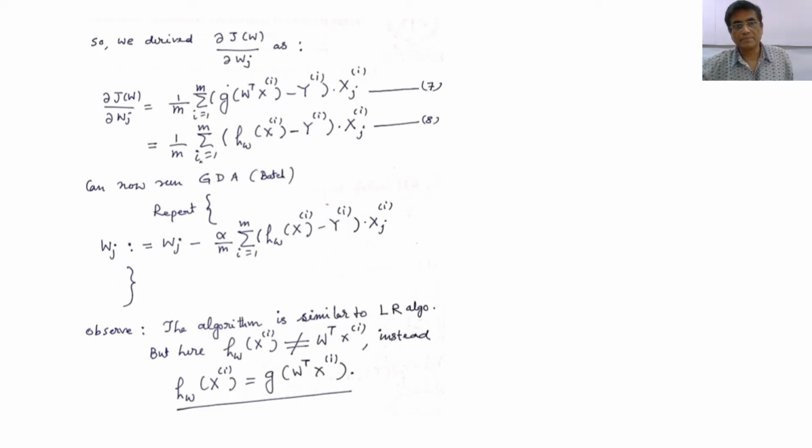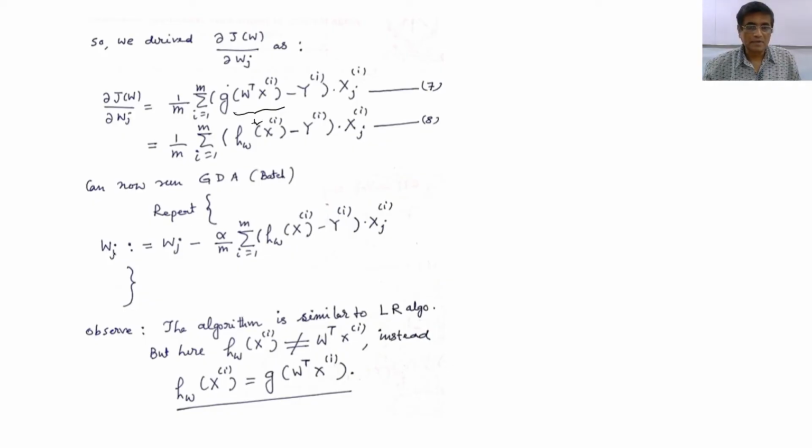Okay, 1 by m, i equals 1 to m. This minus this. So what is this? This is my predictor. So in terms of predictor, you can write this. So now you are ready to run the gradient descent algorithm. Say batch, we are giving the example, but other variations also you can run.